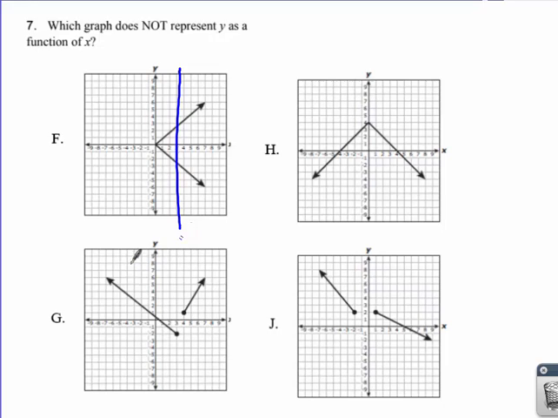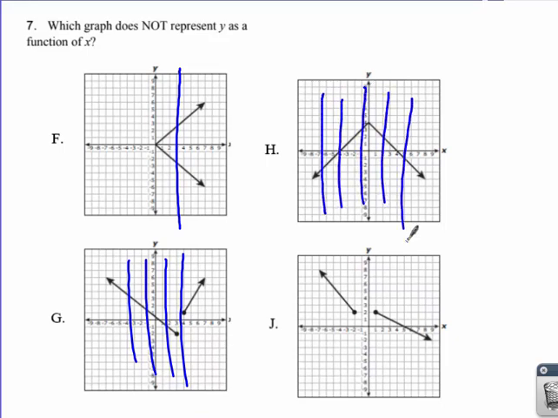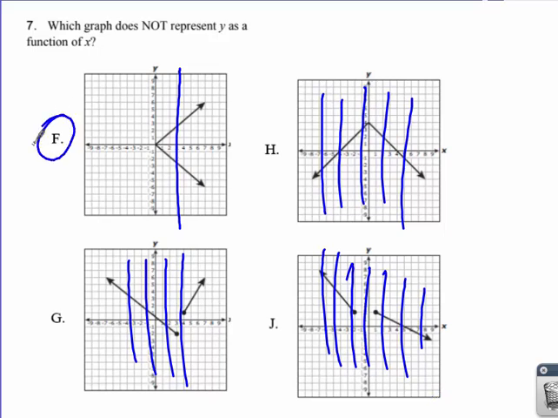Okay, G, no matter where I drop a line, I will only hit the graph one time, okay? Over here, same thing. No matter how many vertical lines I drop, it's still going to be a function. This one, the same thing. Still passes the vertical line test. So which one is not a function? F is not a function.